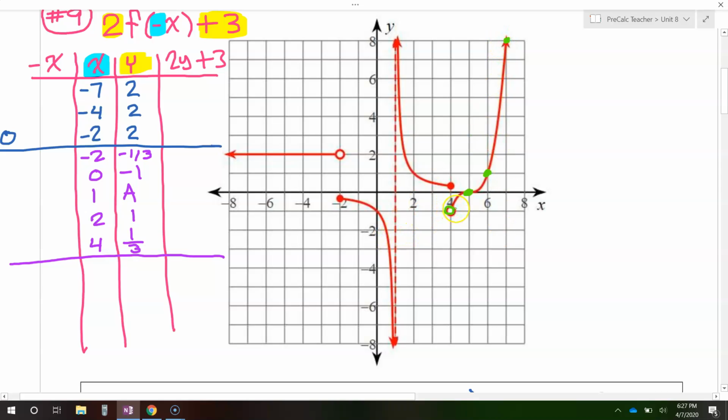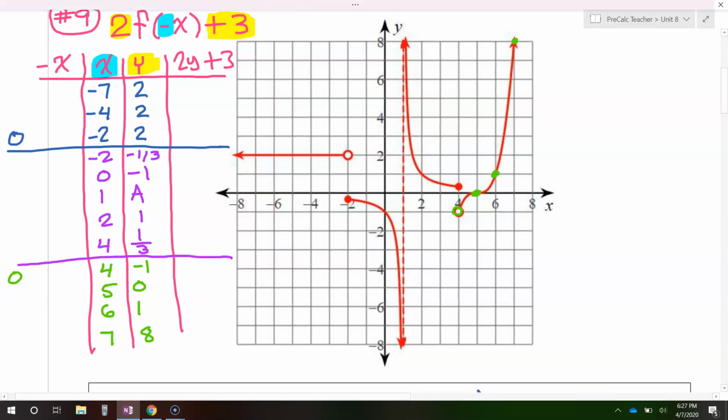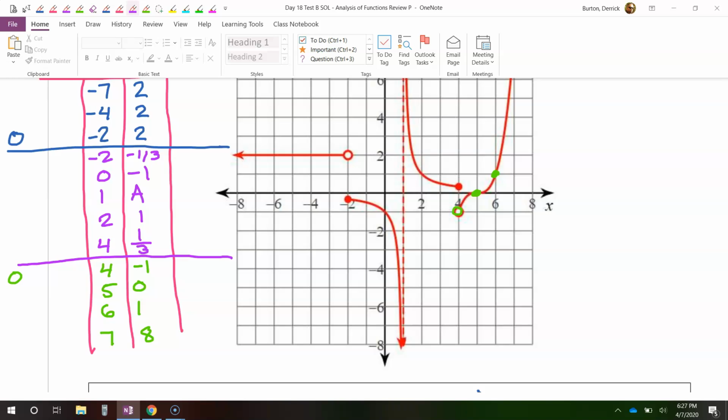All right, so the first point is 4, -1. So I'm going to have 4, -1. That's another open circle, so just put a reminder here for us. Then we have 5, 0. All right, so we have 5, 0, and we have 6, 1. And we have 7, 8. All right, that is great. So now it's time to do these transformations.